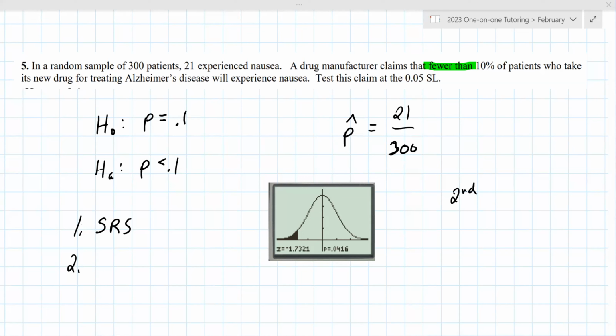Let me go to, am I on the other screen? Yeah. So your p-value is 0.0416, which is less than 0.05. So you reject.